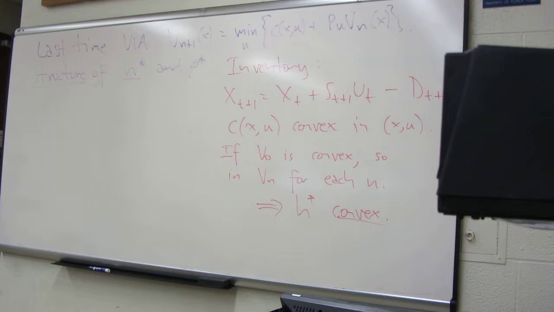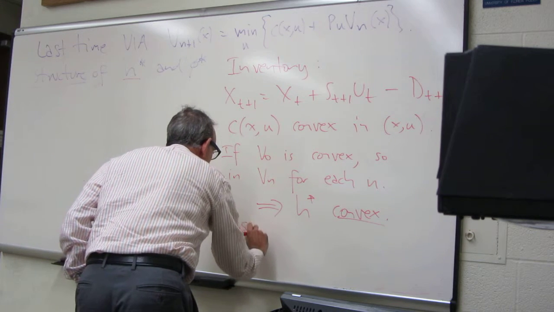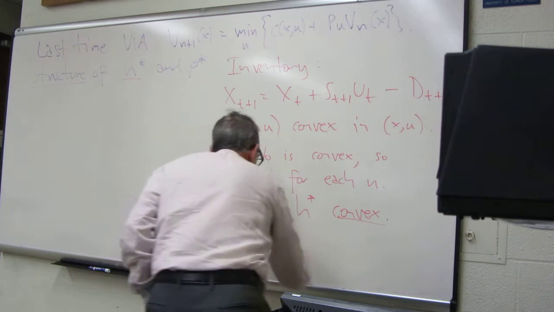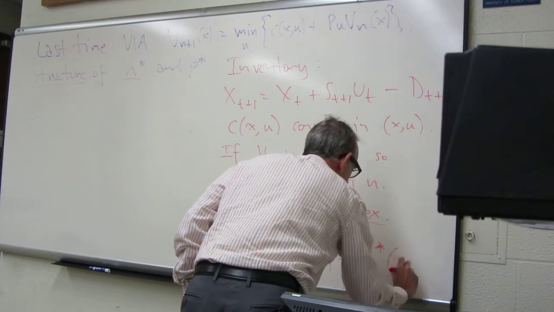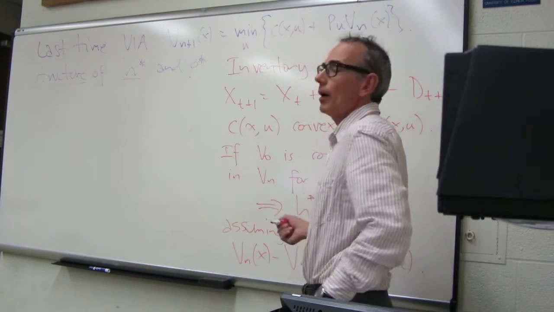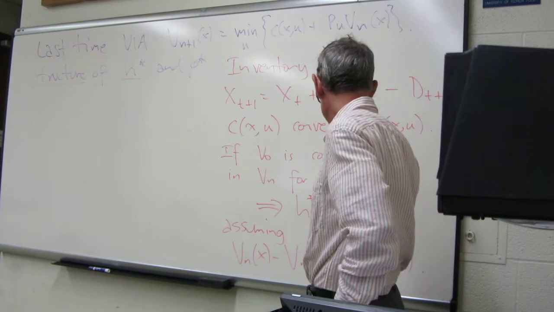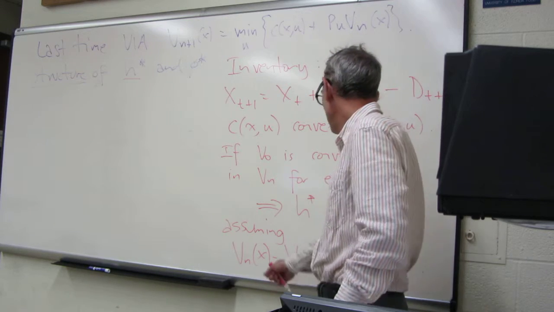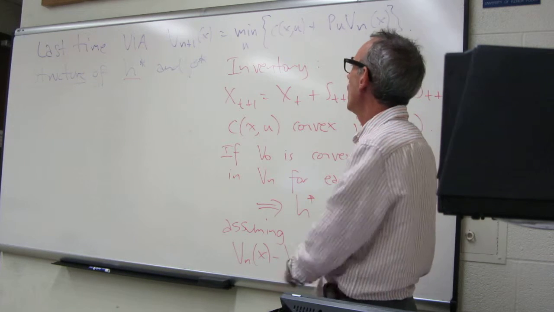And under, assuming that the value iteration algorithm converges, and we can talk about mild conditions under which this is the case, under which convergence holds. But this will hold under very, very general conditions. So these are convex functions converging to a limiting function. It must be convex as well.